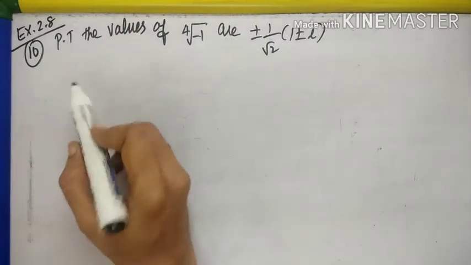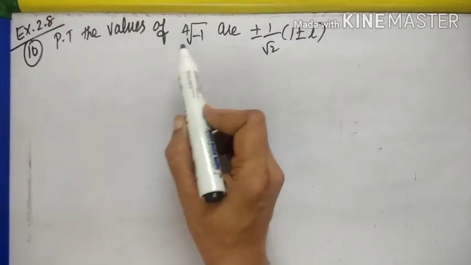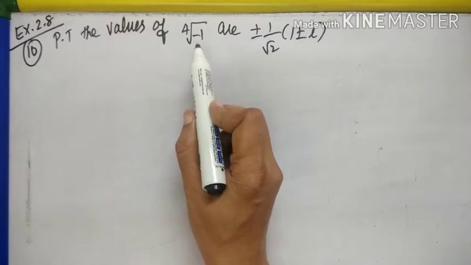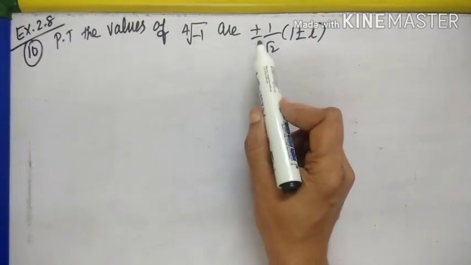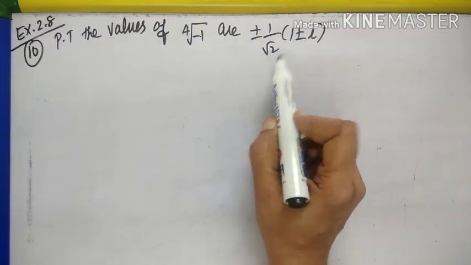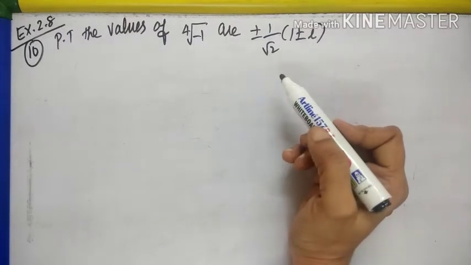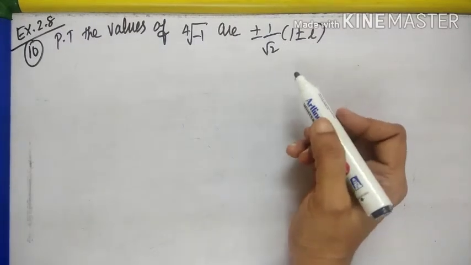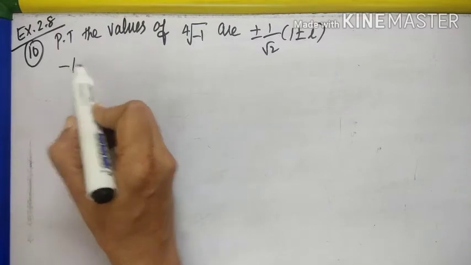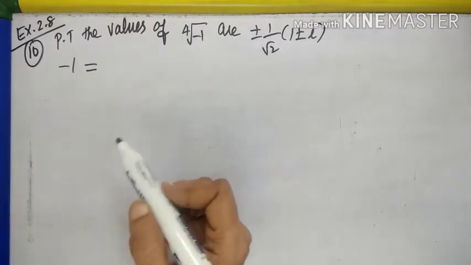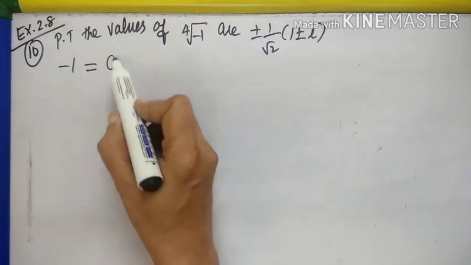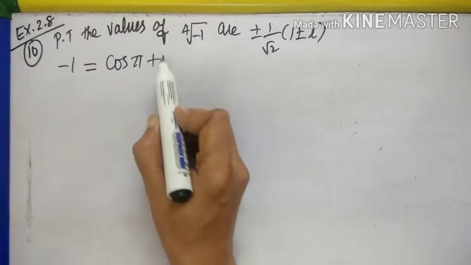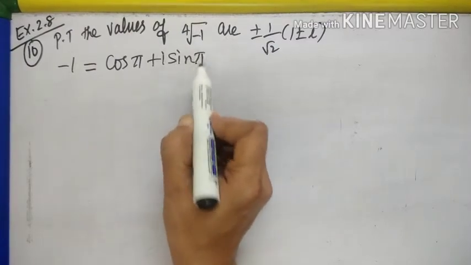Question number 10. Prove that the values of fourth roots of minus 1 are plus or minus 1 by root 2 into 1 plus or minus I. So let us proceed in the same format like the previous problem. First of all, it is minus 1. How to write the polar form? Cos pi plus I sin pi.